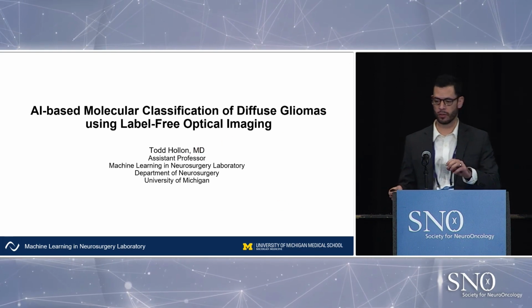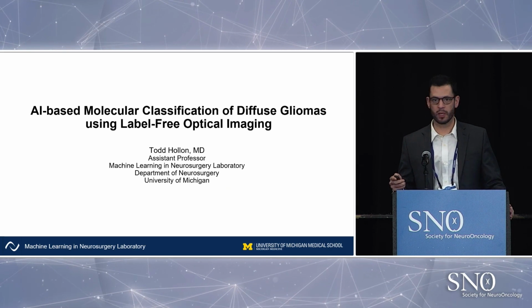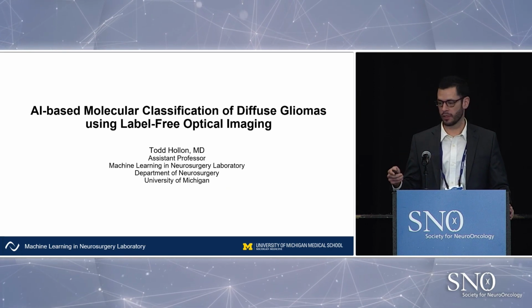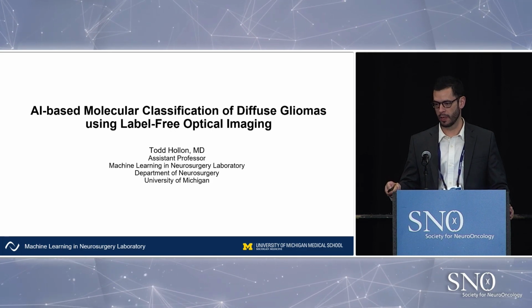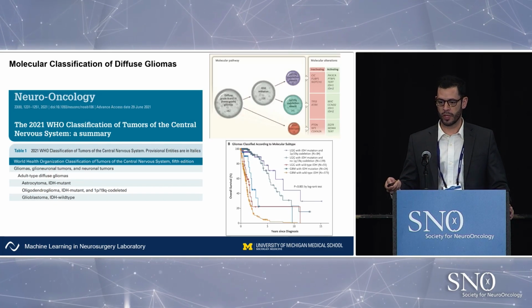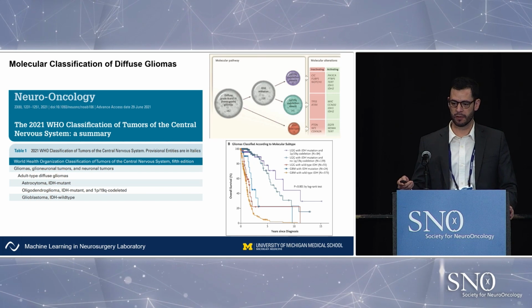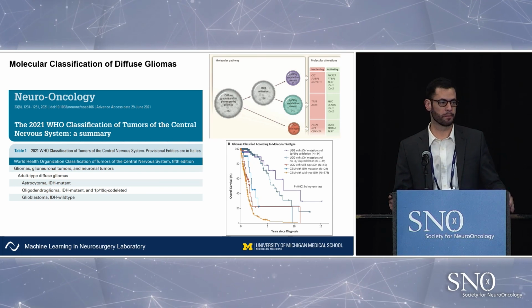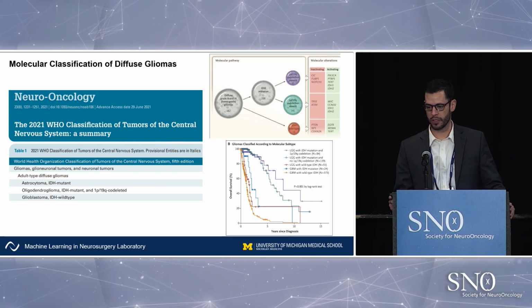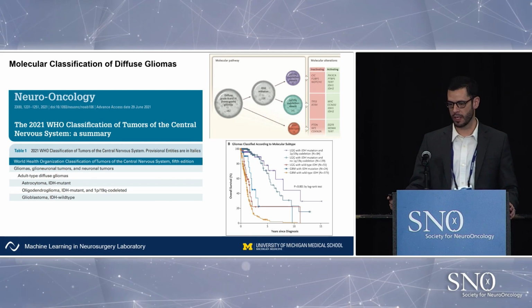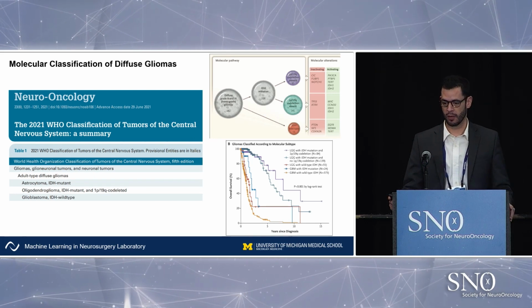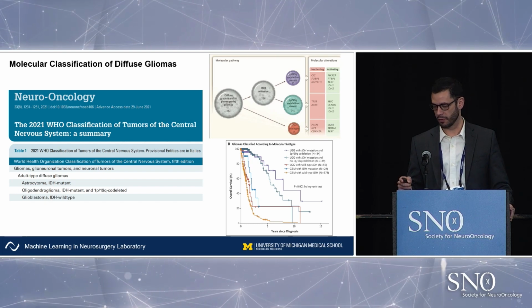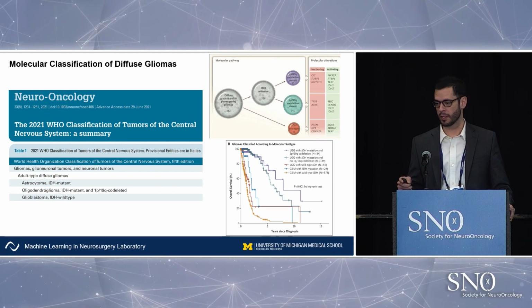Excellent. All right, thank you so much for the opportunity to speak. So I'm going to be talking about how we can use artificial intelligence to improve diagnostics and particularly make it more accessible and rapid. So in 2021, WHO comes out, it classifies diffuse gliomas using molecular features. And now we really just have 3 types of diffuse gliomas in the adult subgroup. That's astrocytomas, oligodendrogliomas, and glioblastomas, defined using IDH and 1p19q.